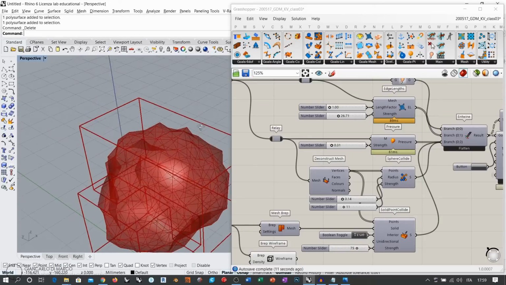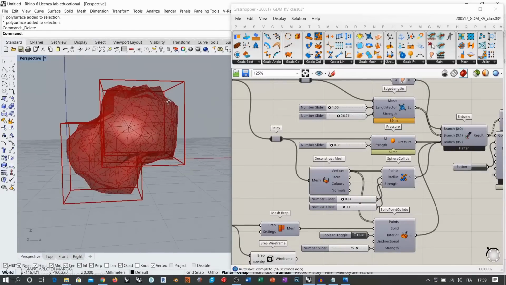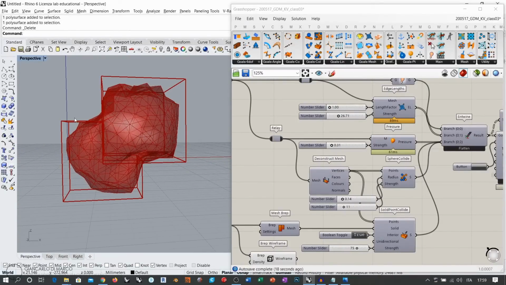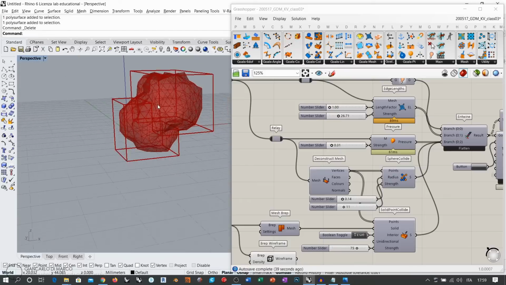So you see that this is what happens, and this is what we were discussing. Considering this corner here, you see that the mesh passes through, but it's not the mesh that is passing through, it's that the vertices are here and here. These are the edges connecting two vertices. And Kangaroo doesn't know that the face must stay inside the box, because we're working with solid point collide. So how can we refine this thing?